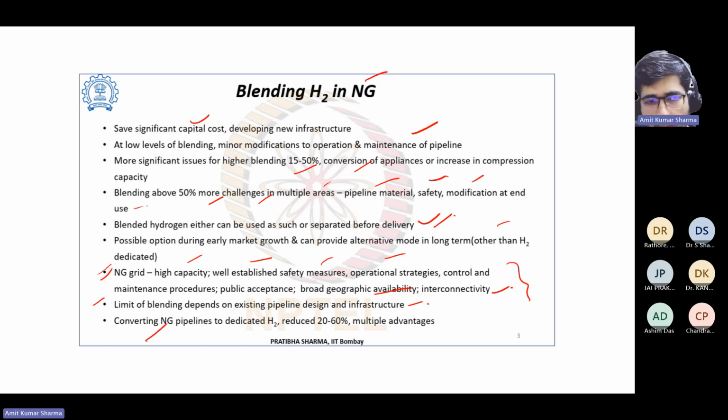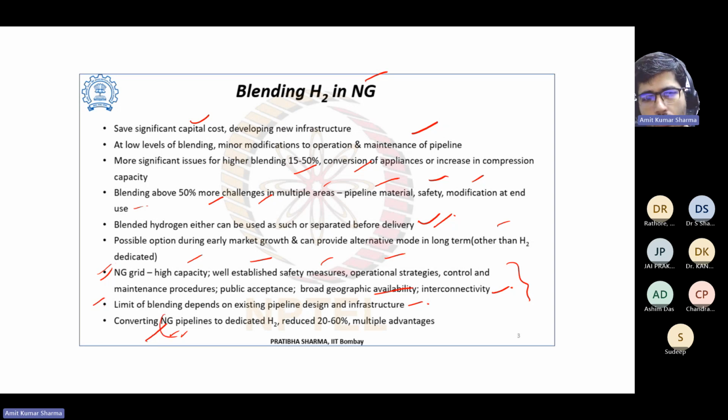If we fully convert NG pipelines to dedicated H2 pipelines, we can still reduce the cost by 20 to 60% compared to a new dedicated pipeline, and it has multiple advantages.